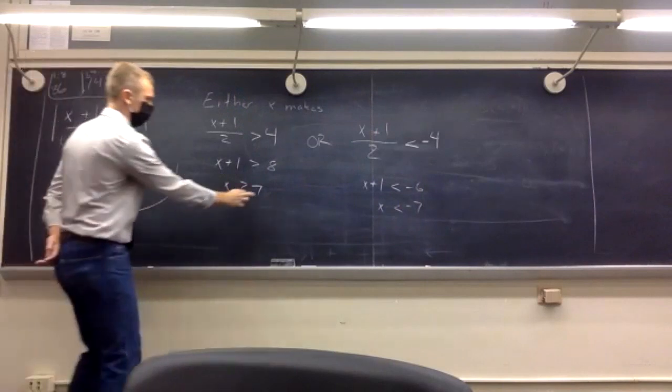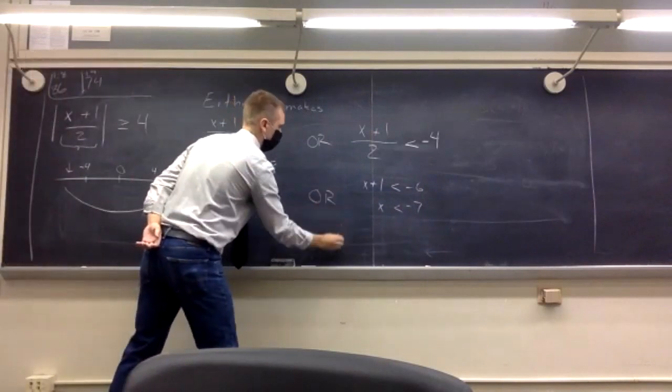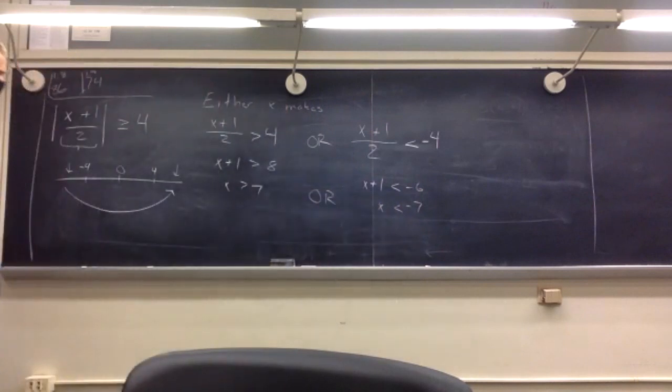That's a greater than 7, or less than -7. So what this is telling us is if we plug in any number bigger than 7, this works. Right? 7 plus 1 is 8, divided by 2 is 4. That gives us the equality. So if we pick a number bigger than that, we're good.